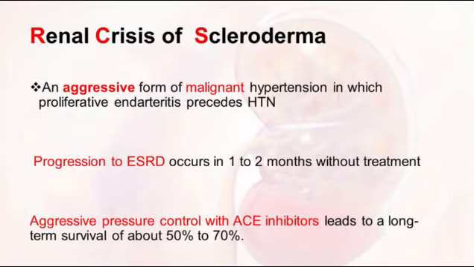Renal crisis of scleroderma is an aggressive form of malignant hypertension in which proliferative endarteritis precedes hypertension. Progression to end-stage renal disease occurs within 1 to 2 months. Aggressive pressure control with ACE inhibitors is indicated. So this is the only situation where we can use an ACE inhibitor even if the patient has renal injury.